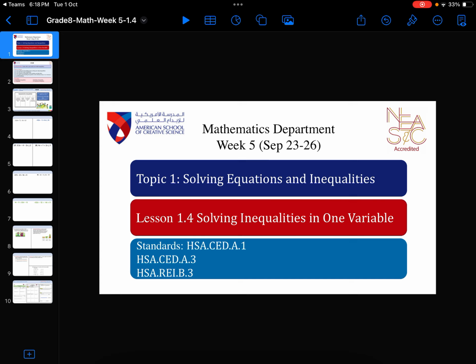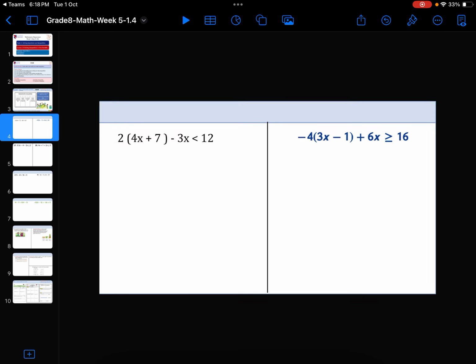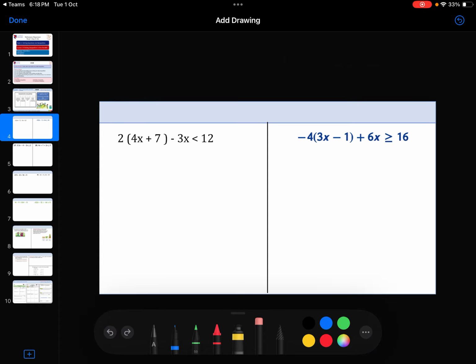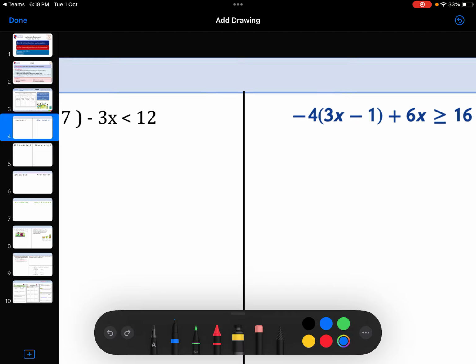Today I'm going to revise with you how to solve inequalities in one variable, whether that variable is only on one side or on both sides, whether it's for one solution, many solutions, or no solution. Let's see. I will start with solving inequalities with one variable on one side.